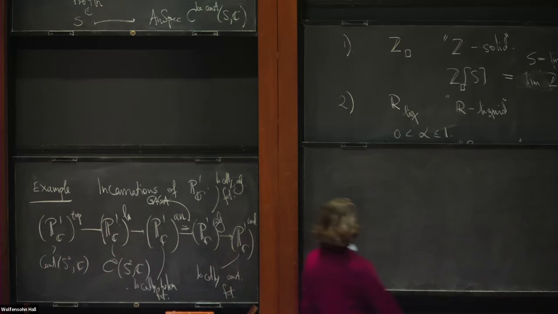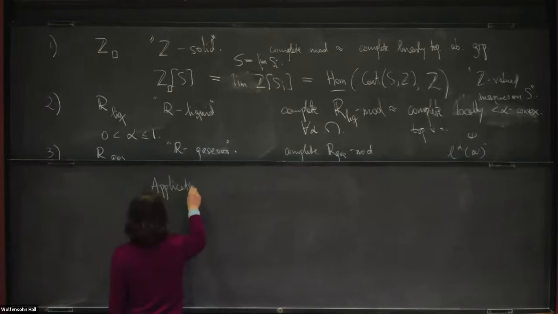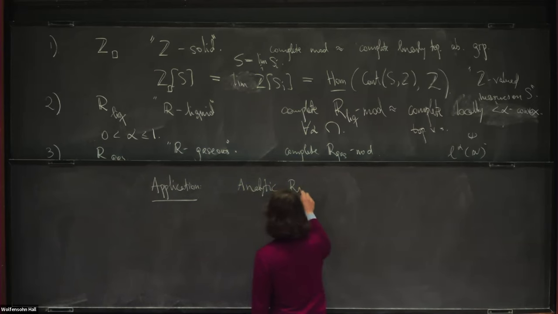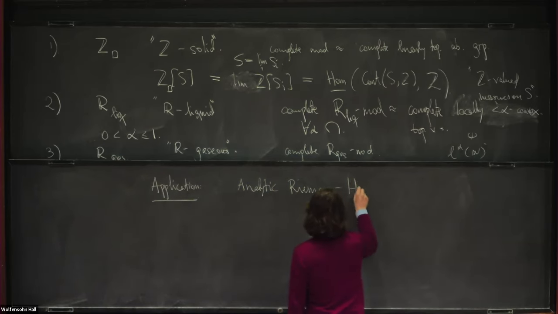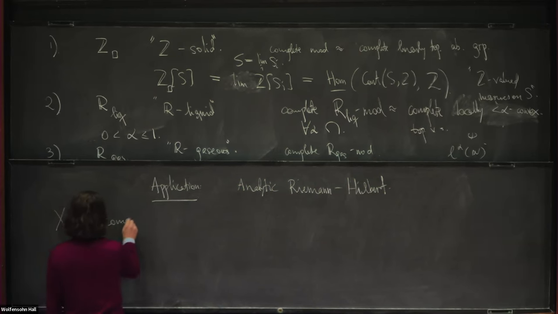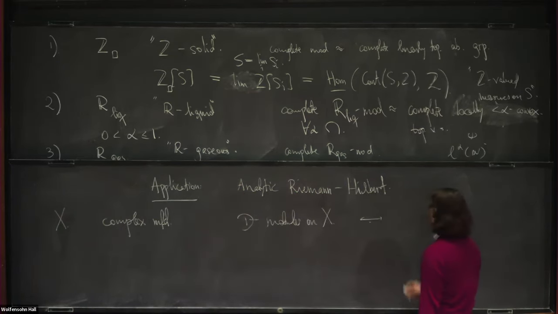So as an application of this formalism, the first one, I want to talk about one incarnation of Riemann-Hilbert, some kind of analytic Riemann-Hilbert. So let's say X is a complex manifold. And then we want to have some relation between D-modules on X and sheaves on the underlying topological space.